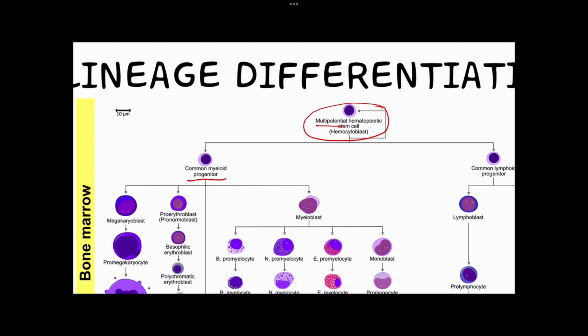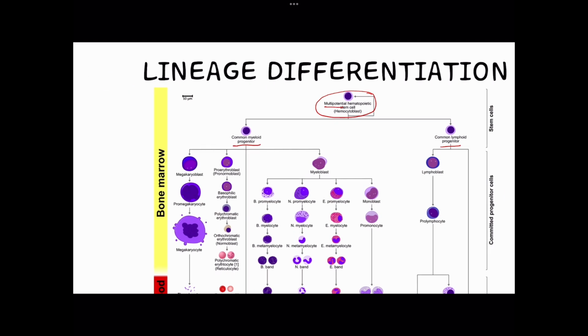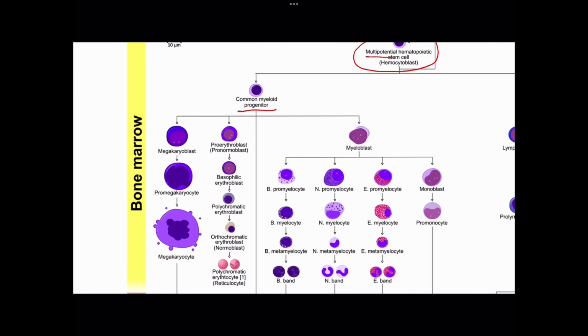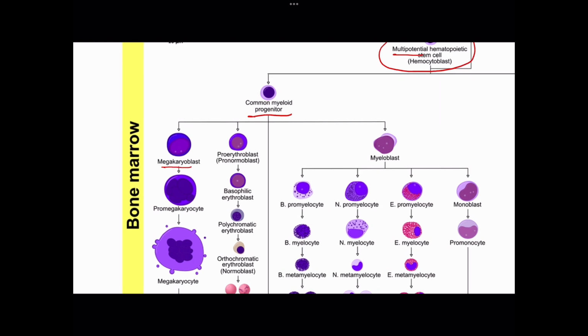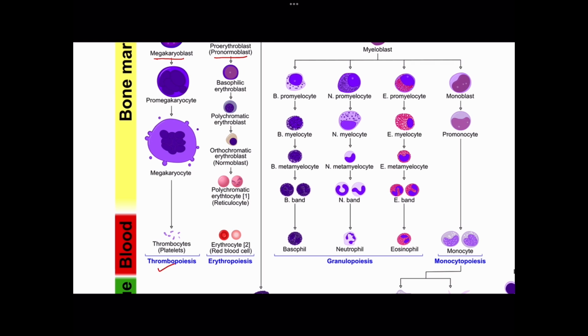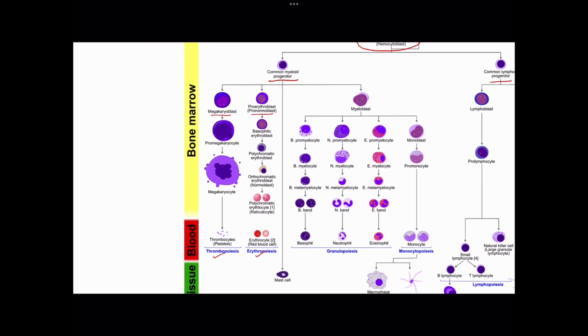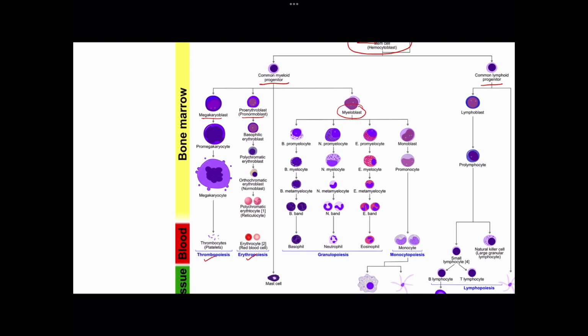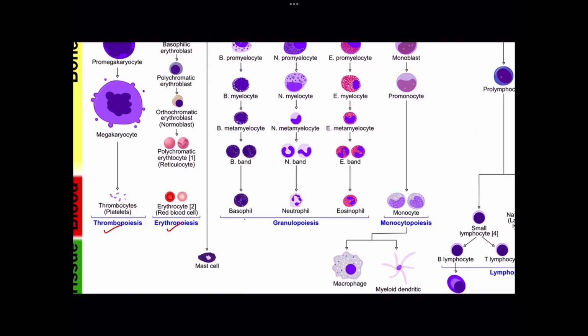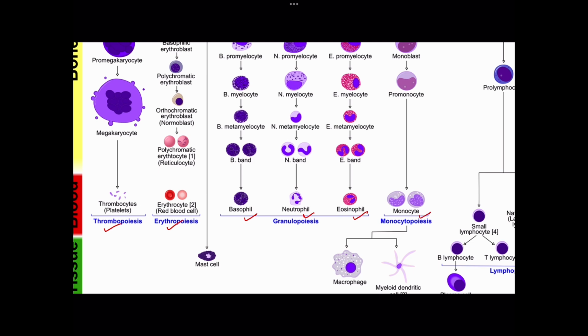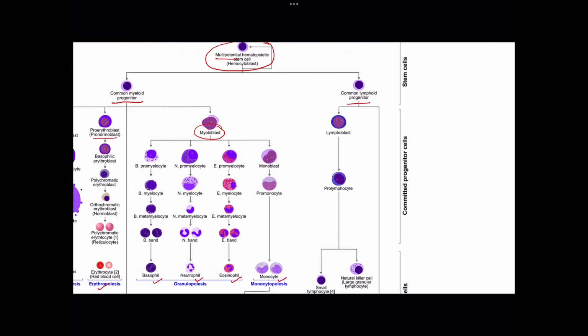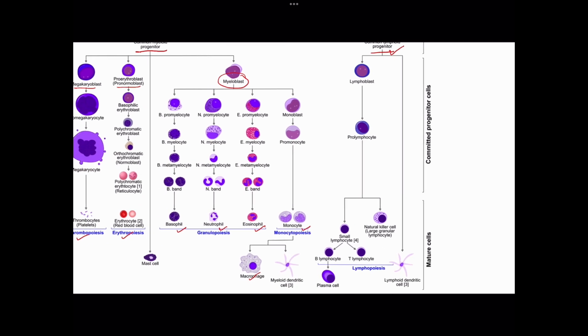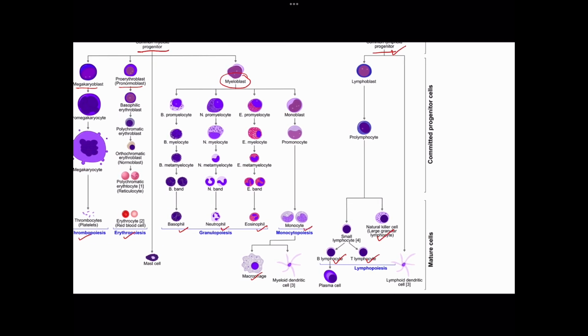These can differentiate into common myeloid progenitor and common lymphoid progenitor. Common myeloid progenitor develops into common megakaryocyte and erythroid progenitors, which ultimately develop platelets and RBC. And from common myeloid progenitor, another cell is the myeloblast. Myeloblast develops into all types of WBCs. These are basophil, neutrophil, eosinophil, and monocyte. Ultimately, monocyte gives rise to macrophage. From common lymphoid progenitor, there is B cell, T cell, and natural killer cell.